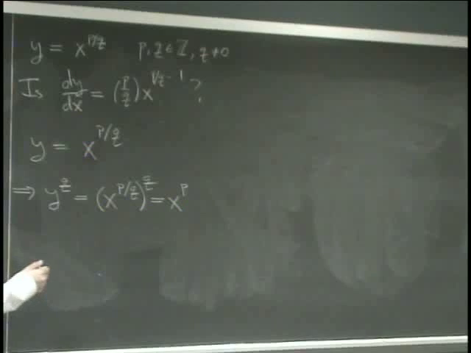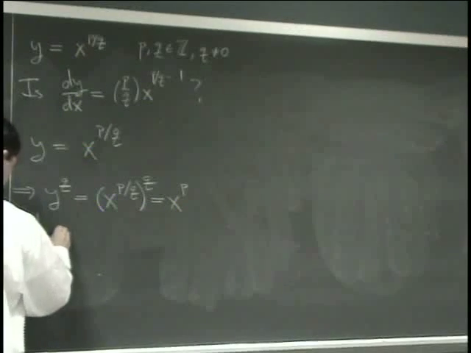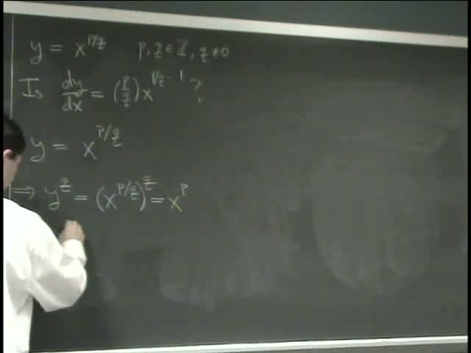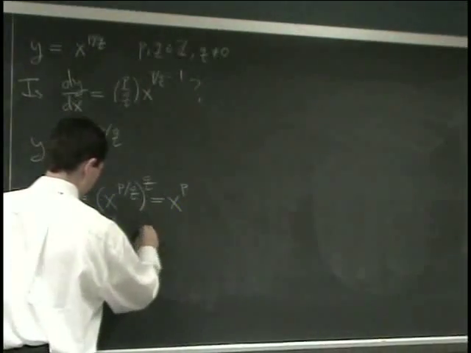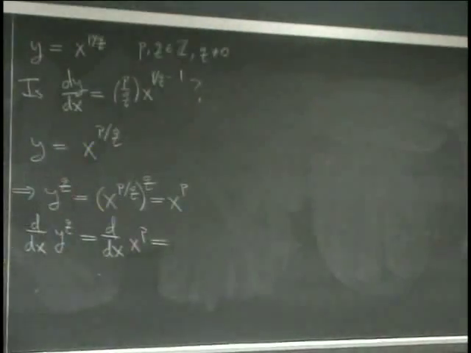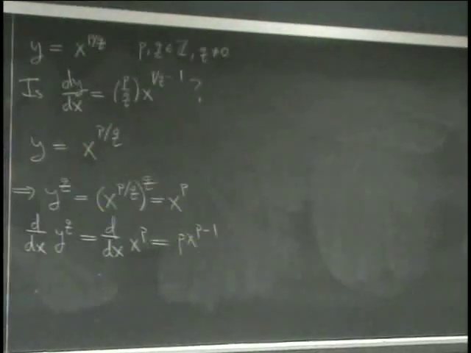Fine. I'd like to take a derivative. So I'm going to take a derivative of both sides. The right side is very easy. It's just the power rule. Derivative of x to the p is just px to the p minus 1.